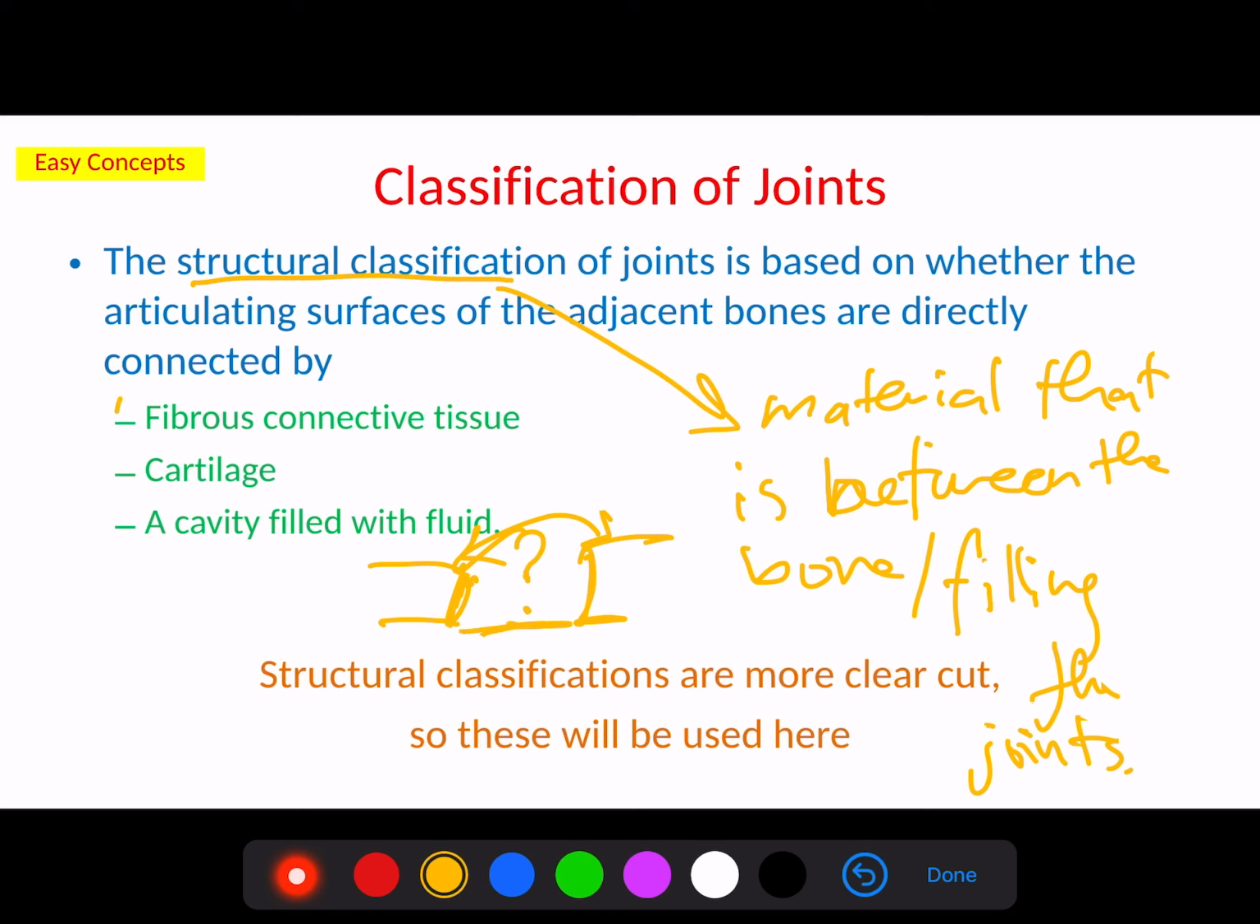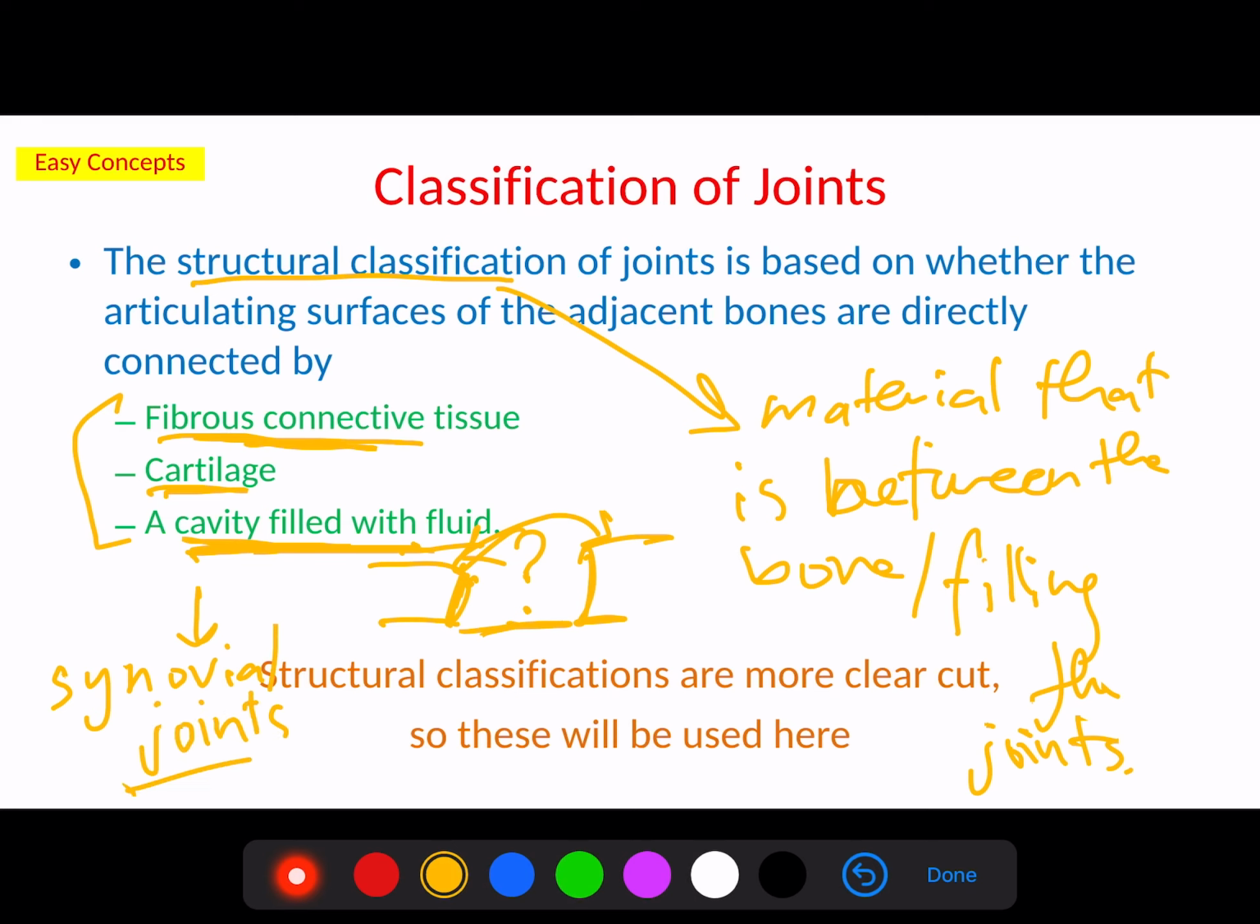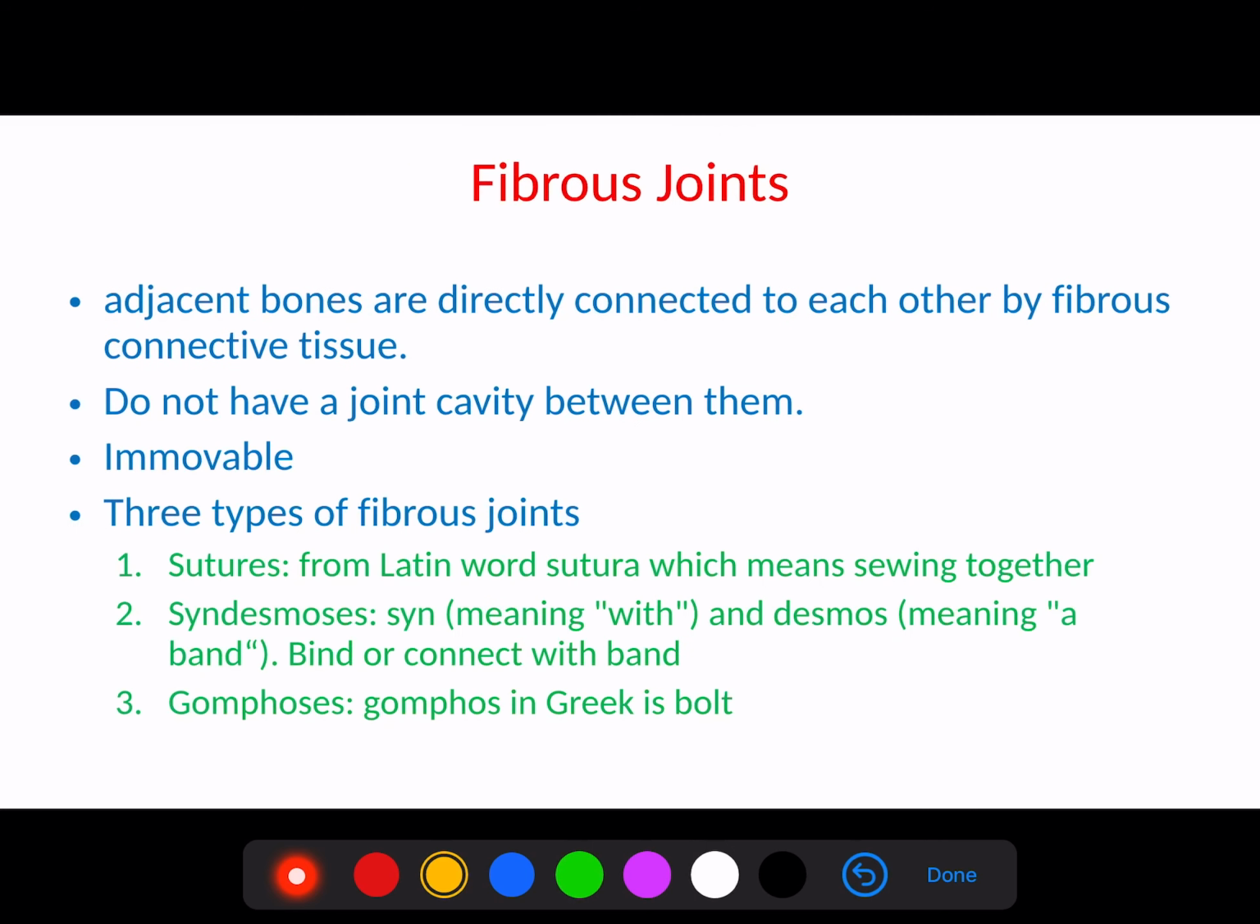And in this case we have three types of structural classification. The first one is the fibrous connective tissue, the second one is the cartilage, and the third one is where we will have a cavity that is filled with fluid. This is called synovial joints, and we will talk about all of this in this chapter. So basically we are going to use the structural classification.